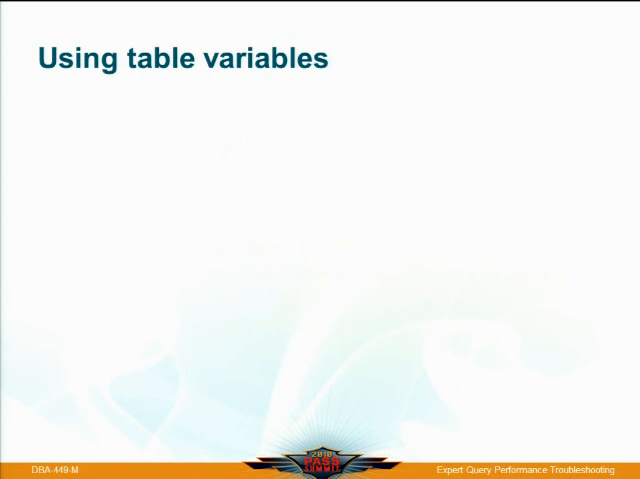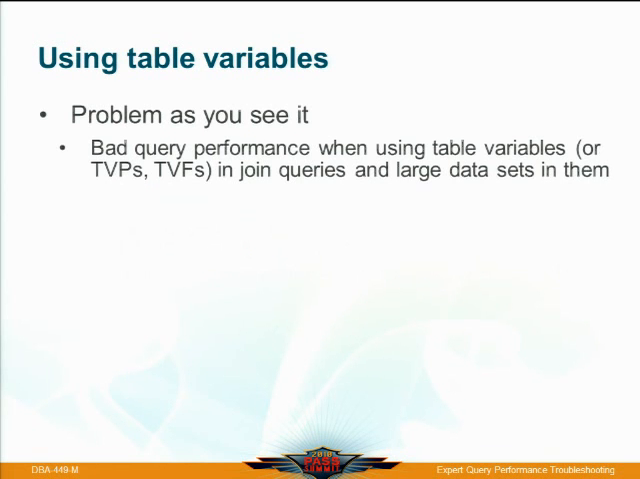Now let's look at a few examples. The table variable case that I mentioned before. You usually see bad query performance when you use table variables or similar concepts such as table value parameters or table value functions, and you join those table variables in some queries, and they have relatively large data sets in the variable itself. Before, it wasn't as common. Now it's becoming more and more common as the system gets bigger and bigger. You have more and more memory.